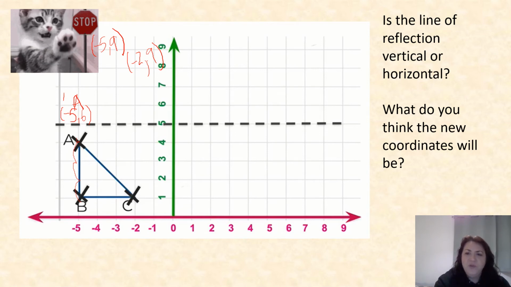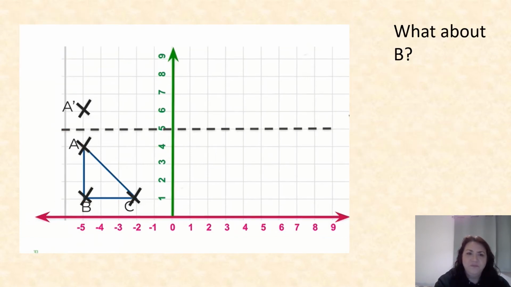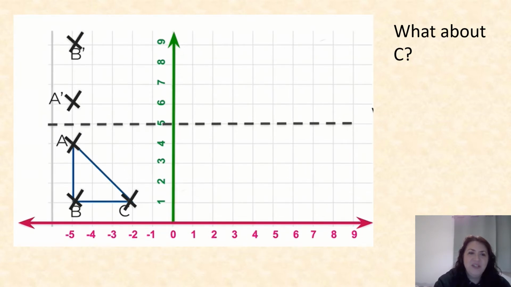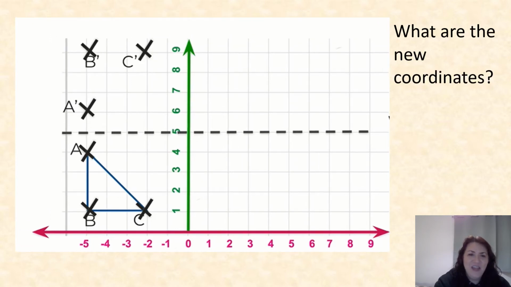Now, I wonder what the next question is going to be. Right, let's take it through a bit slowly. We can do this without the cat. So there's A, which was -5, 6. What about B? Tell me what B is going to be. B was -5, 9 under the pussycat. And C was -2, 9. Okay, those are our new coordinates.